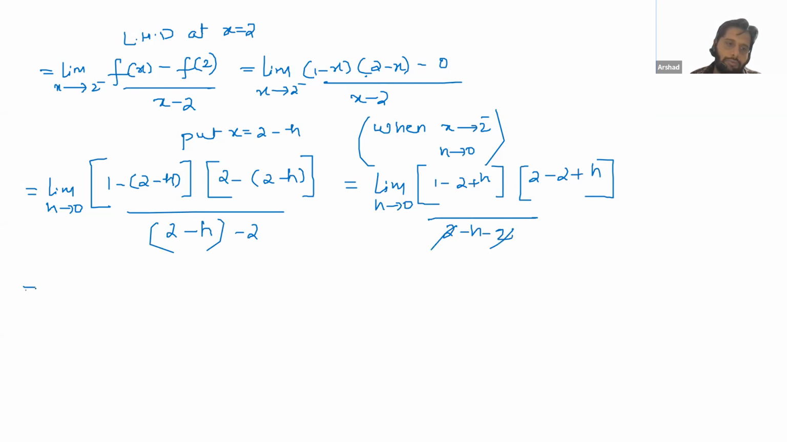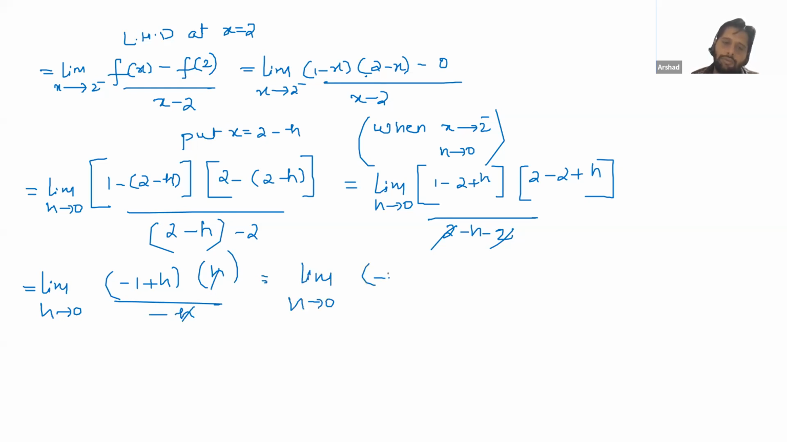So it is equal to limit h tends to 0. Open this bracket, 1 minus 2 means minus 1 plus h. This is h by minus h. Cancel this out, so this denominator negative I'm writing here. h tends to 0, minus 1 times minus 1 plus h. So put the limit. What you will get is minus 1 plus 0, which will give you 1. So LHD is equal to 1.